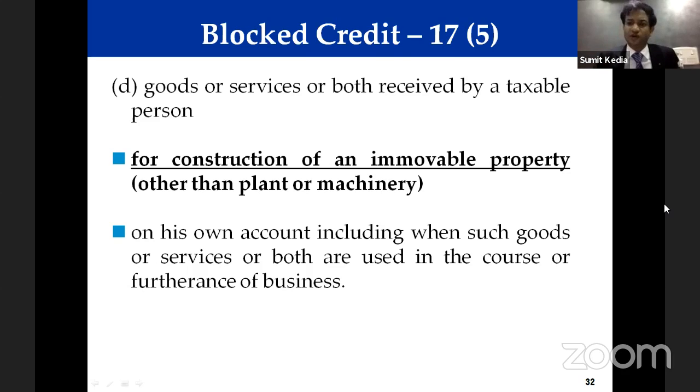So he said, even though it is used for business, ITC will not be allowed for construction of immovable property. Example, construction of a factory. Let's say I'm manufacturing tires. I'm setting up a new factory, and the total cost incurred by me is 10 crores. I'm going to run my operations in that factory. I'm getting my factory constructed. I'm going to manufacture tires from that factory. On the factory cost, I will not be able to claim any input tax credit as per this clause.